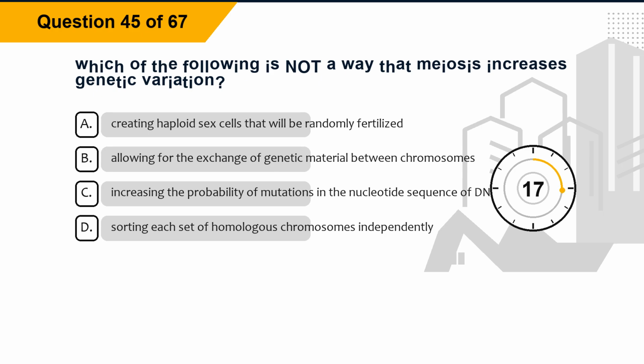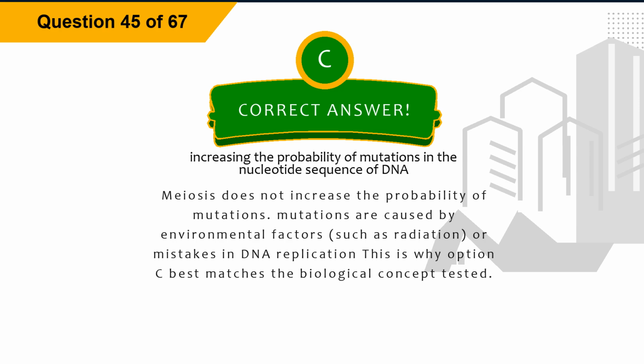Option A, creating haploid sex cells that will be randomly fertilized. Option B, allowing for the exchange of genetic material between chromosomes. Option C, increasing the probability of mutations in the nucleotide sequence of DNA. Option D, sorting each set of homologous chromosomes independently. The correct answer is option C, increasing the probability of mutations in the nucleotide sequence of DNA.